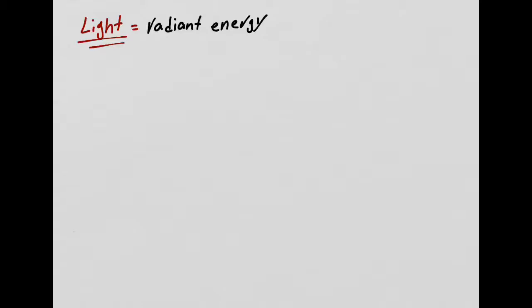So radiant energy or light. We have different types of light, okay? And something I'm going to put up, which you have probably seen before, is the electromagnetic spectrum. It shows you different types of light.